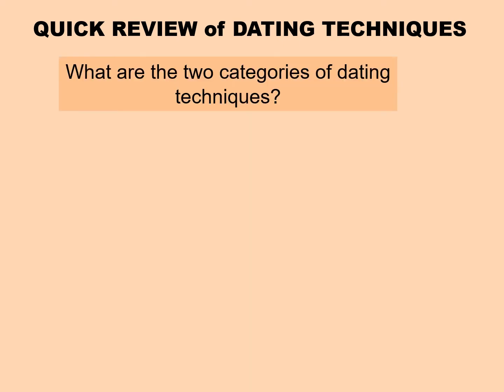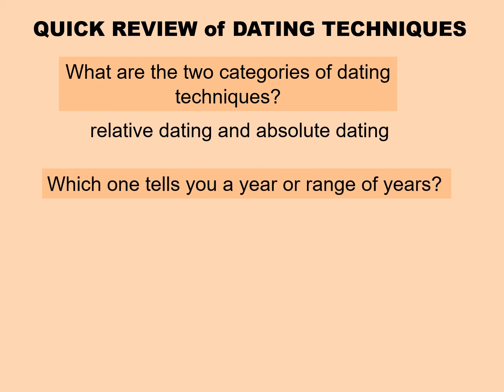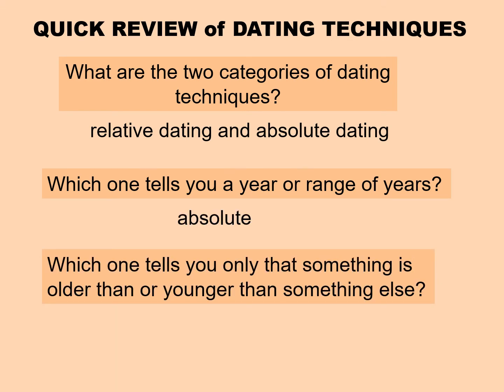What are the two major categories of dating techniques? Relative dating and absolute dating. Which one tells you a year or a range of years? Absolute dating. Which one tells you only that something is older than or younger than something else? Relative dating.